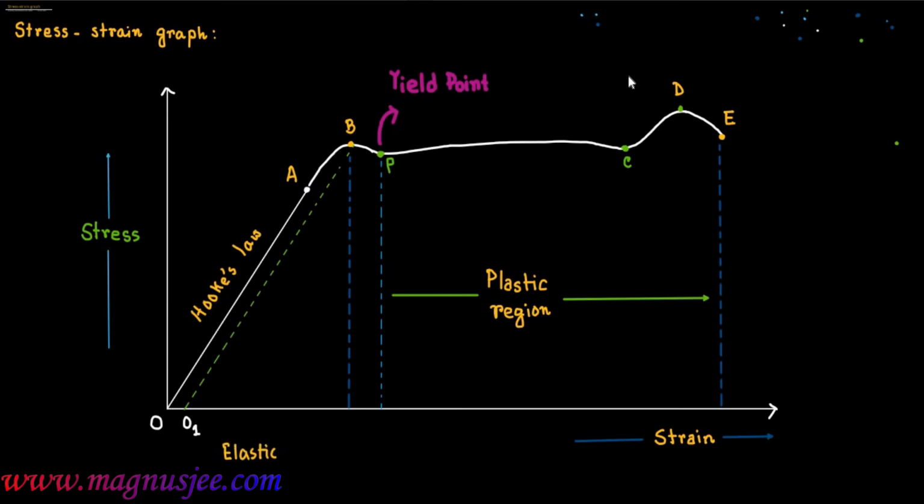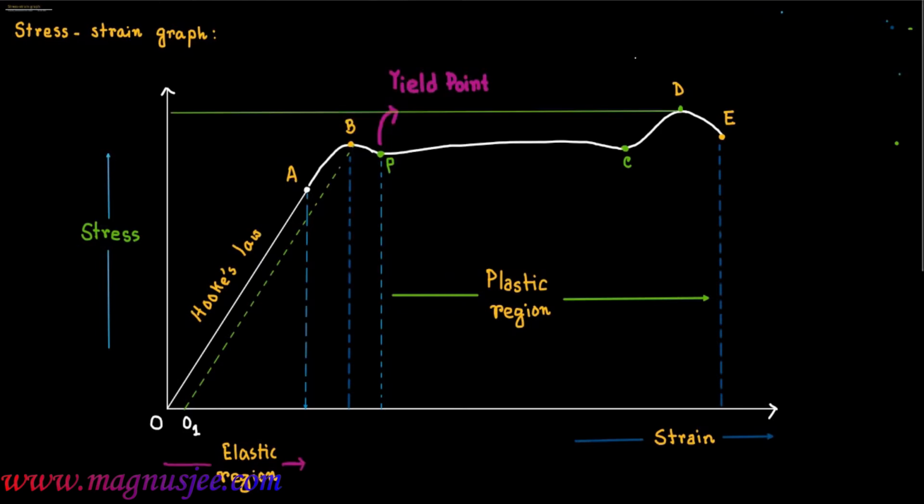The region from the point O to A is the elastic region in which Hooke's law is obeyed and stress is directly proportional to strain. We can denote a normal from the point A. The elastic region extends from the point O to A. This is the elastic region.